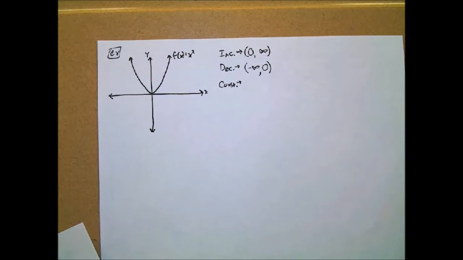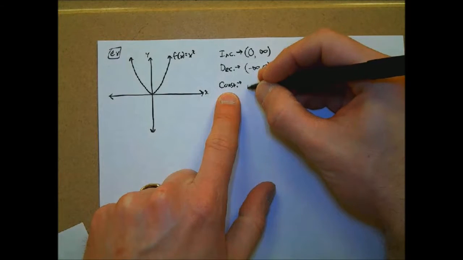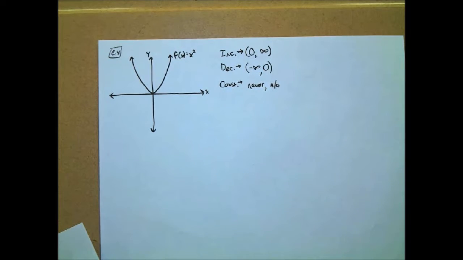And then I kind of gave it away here, right? But for this case, we're never constant. So you can say never, or you can put n/a, whatever you want to say there, just to indicate it doesn't happen.